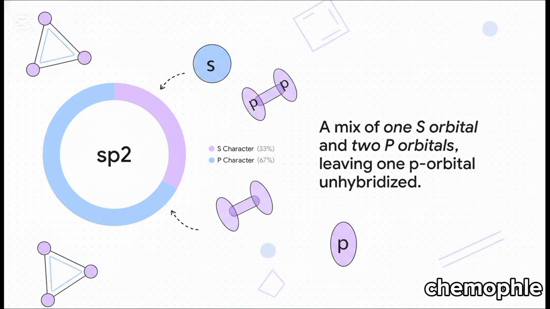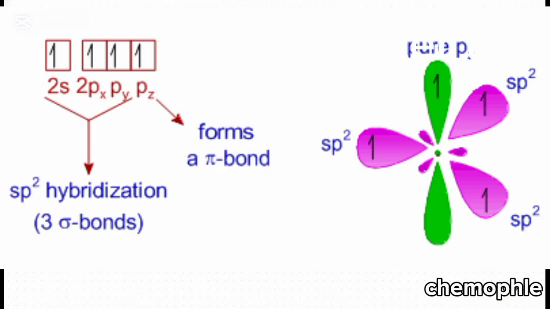But wait a second, carbon has 3 p orbitals. What happened to that last one? This is where it gets really interesting. That third p orbital just gets left out of the mix. It stays as it is, unhybridized. So an sp2 carbon atom basically has 2 kinds of tools now.